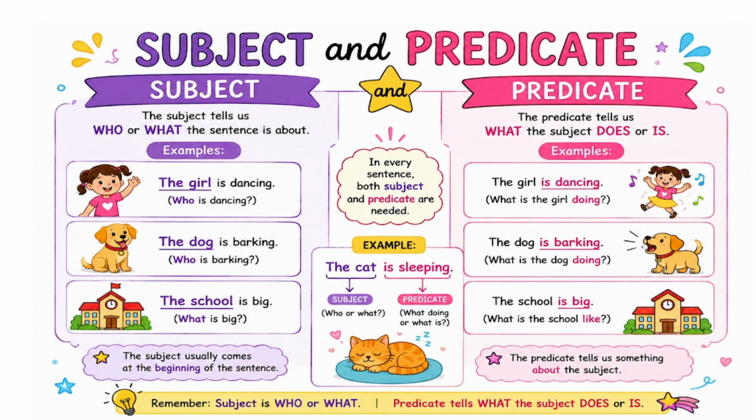ठीक है, तो ऐसा नहीं है कि सब्जेक्ट और प्रेडिकेट एक एक वर्ड ही होते हैं. वो दो हो सकते हैं, एक हो सकता है, एक से ज़्यादा हो सकता है. उस पर कोई लिमिट नहीं है.